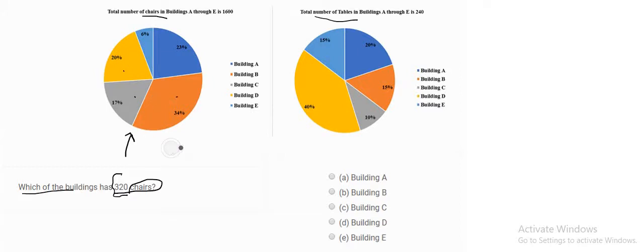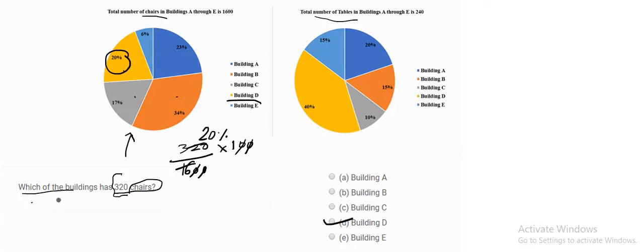So 320 is how much percentage of the total number? Now the total number of chairs is given at the top of the image, left hand side diagram, which is 1600. So we have to find the percentage of 320 in terms of 1600, and we see that it's 20%. Now if we look into the diagram, we can see the yellow segment is 20%, and from the legend we see that it's building D.